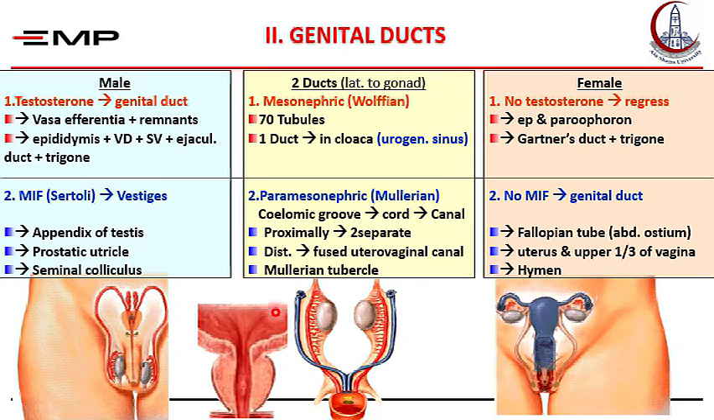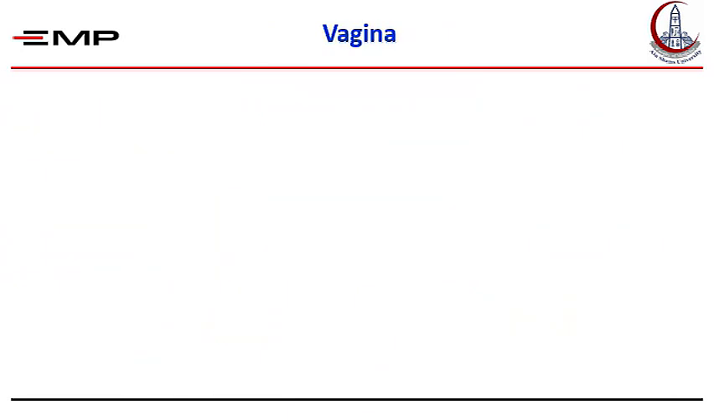The site of the Mullerian tubercle will give the hymen, or the membrane that closes the lower end of the vagina. Well, we said that it will give the upper third of the vagina. Where the lower 2/3 are coming from, we'll see now. Where does the lower 2/3 of the vagina come from? We'll see now.